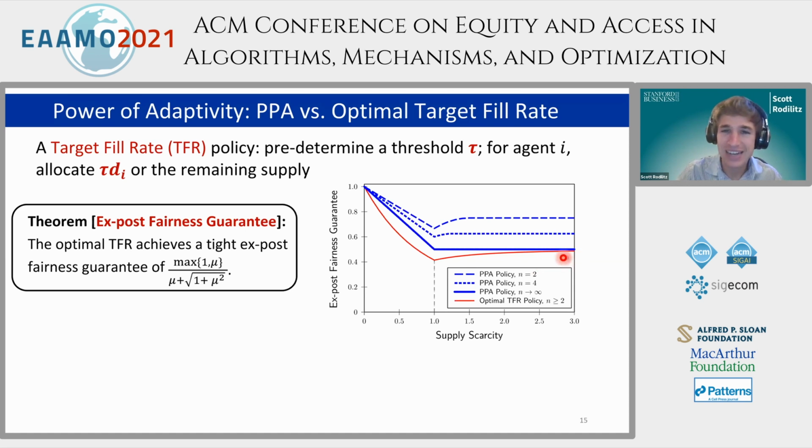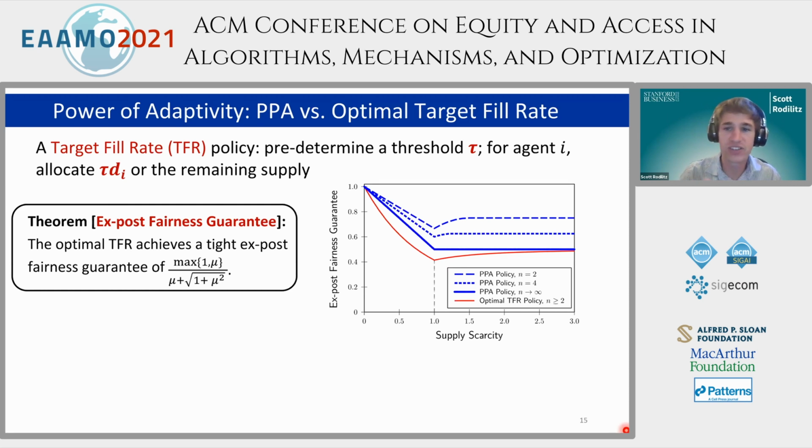In some cases, it asymptotically approaches this guarantee. That occurs when there's a large number of agents and supply is quite scarce. In other cases, if there's not too many agents and supply is well matched to expected demand, there's a significant gap in the guarantee of our PPA policy and the guarantee of the optimal target fill rate policy.